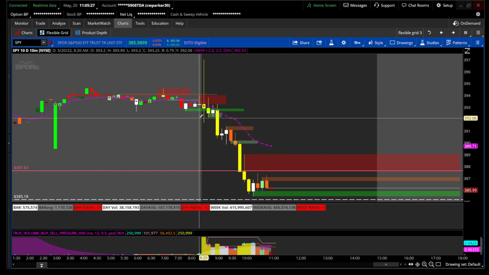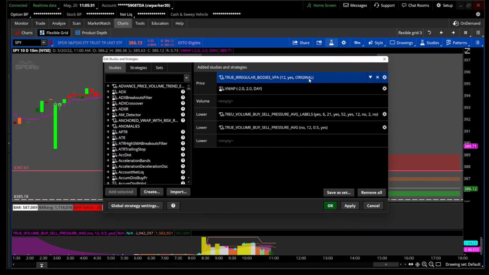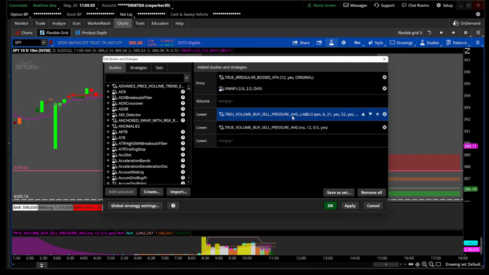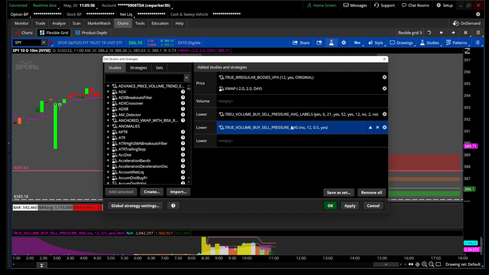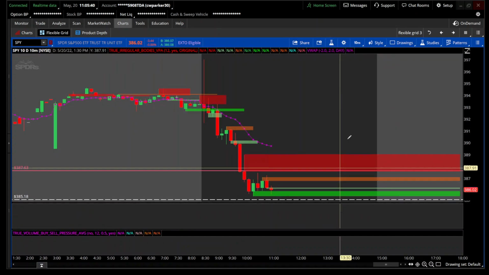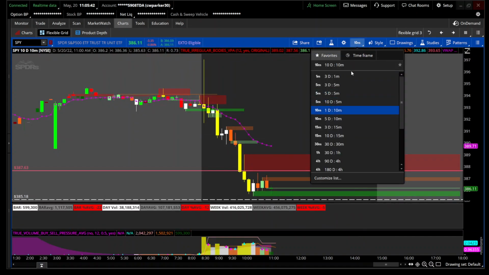But this is the irregular body indicator. With this bundle, what you're going to be getting is the irregular bodies 2.0, the true volume bicep pressure, and the bicep pressure average. And these are the labels for it. Right now, I have everything.